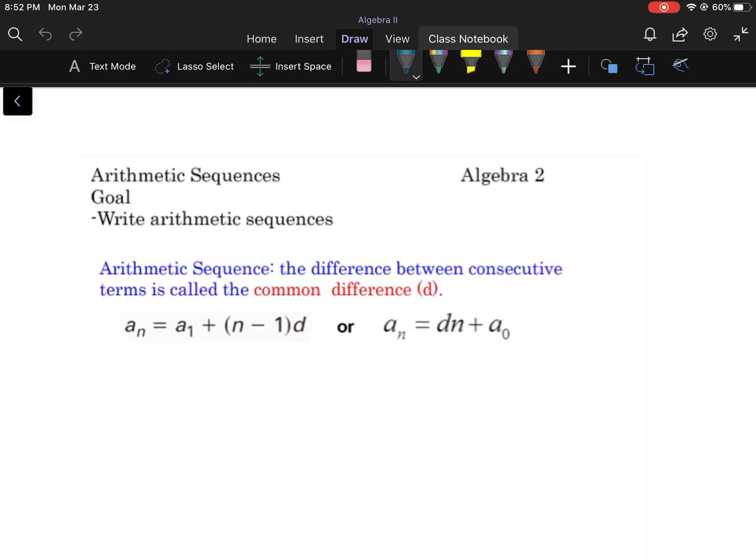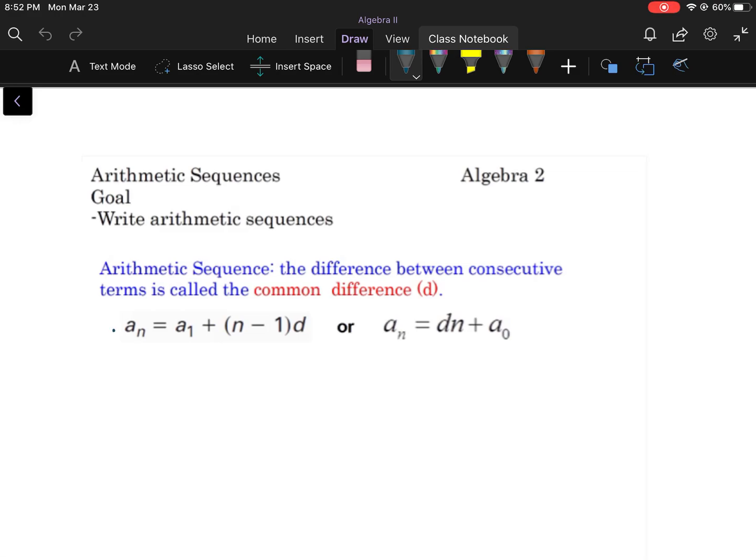Okay, coming back with another special type of sequence. It's called the arithmetic sequence. Before, we talked about geometric sequences having a number that you constantly multiplied by to get the next term. Well, with arithmetic sequences, you have a number that you're constantly adding to get the next term, and that number is called the common difference.